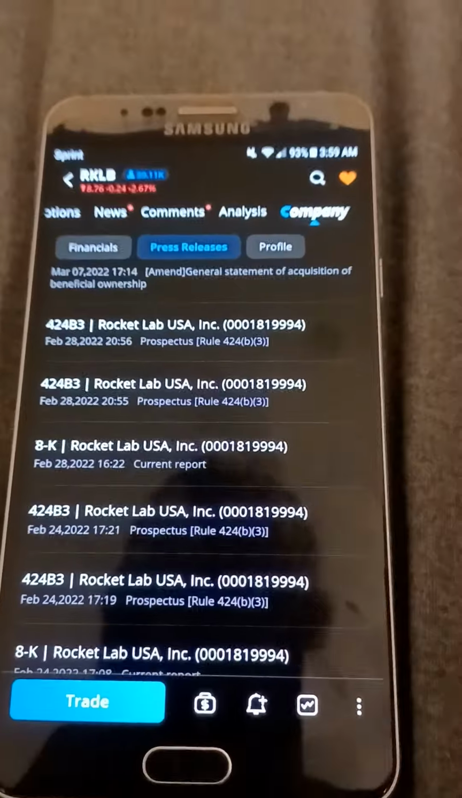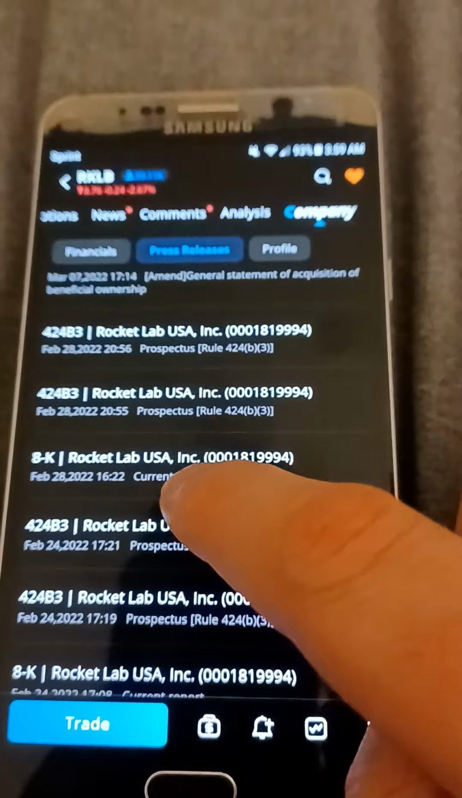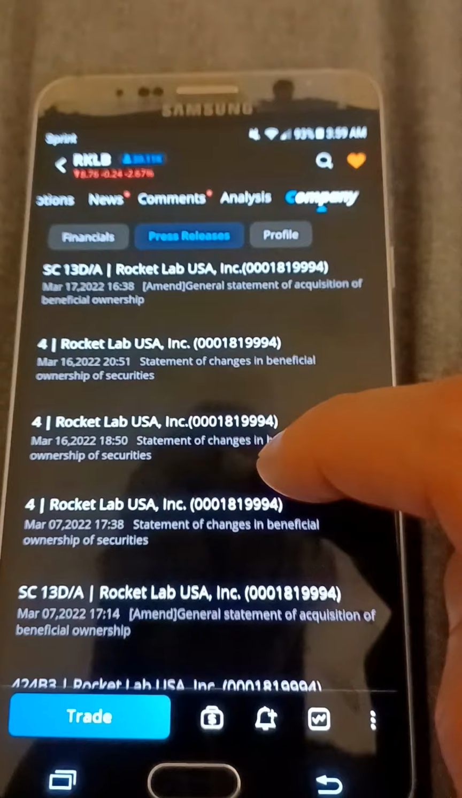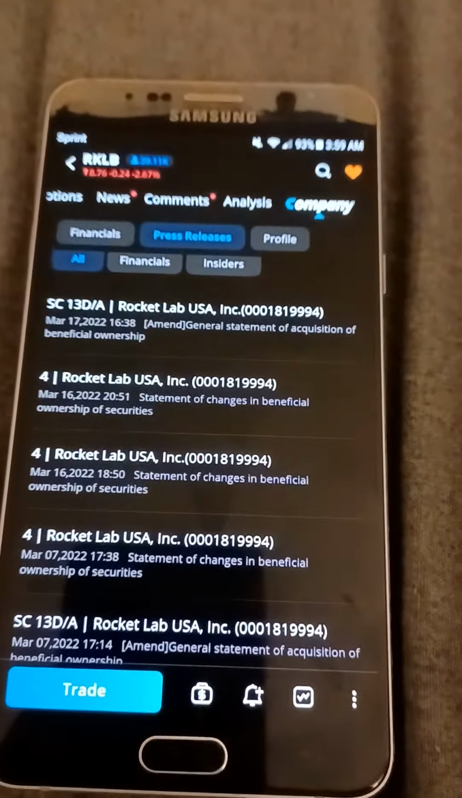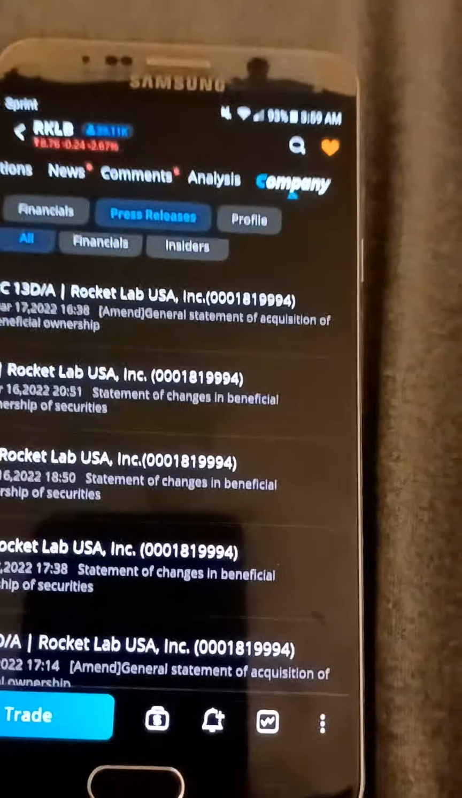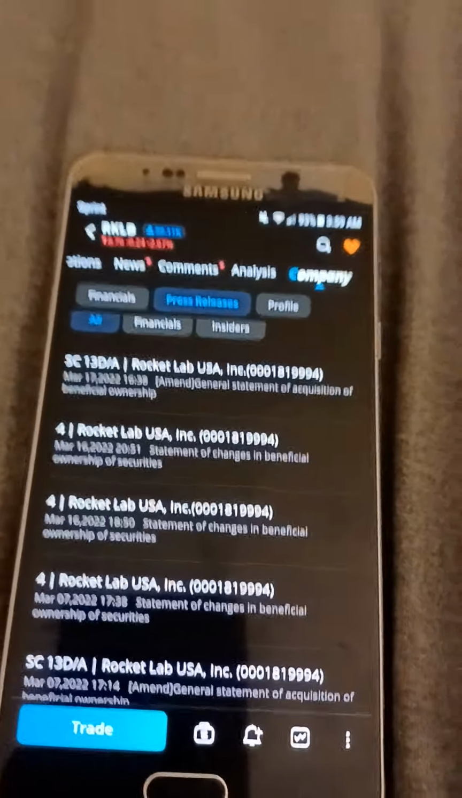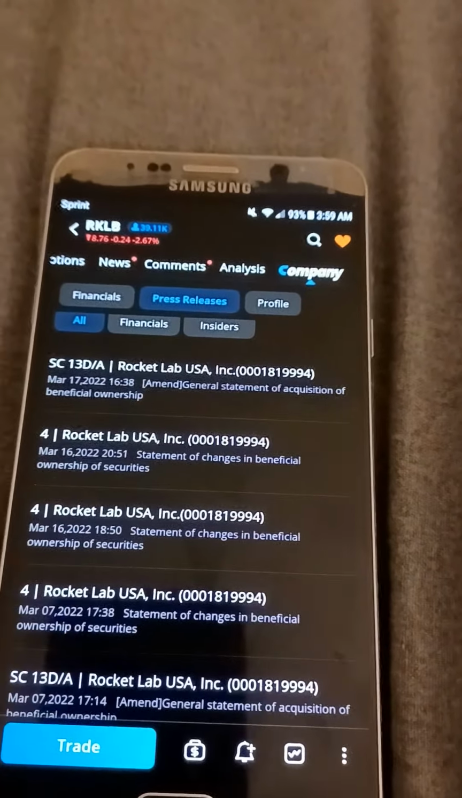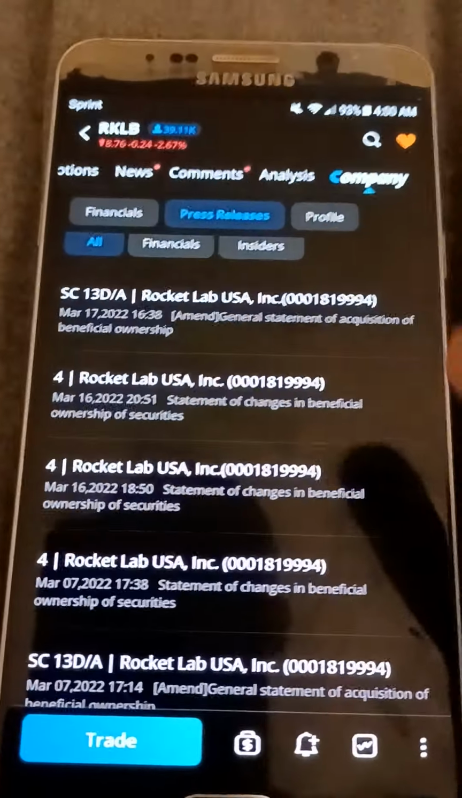Now, the ones you're looking for usually are 8Ks. 8Ks are current reports, and 10Ks are yearly reports. So 8Ks will have pretty much anything and everything in them. Insider trades, acquisitions, up and coming contracts, options with insiders, and news, any of that stuff. So, anyways, that's where you're going to find it.